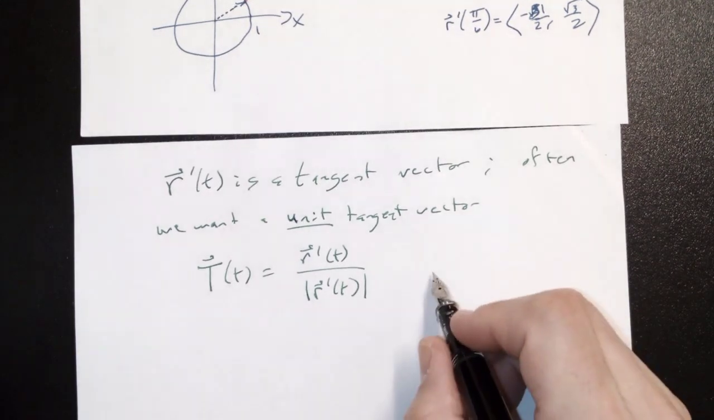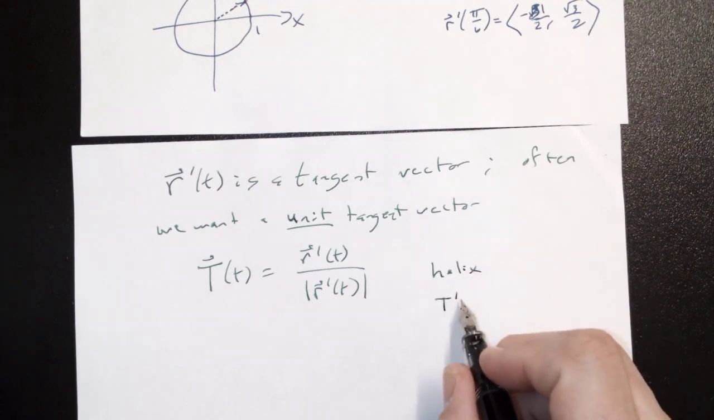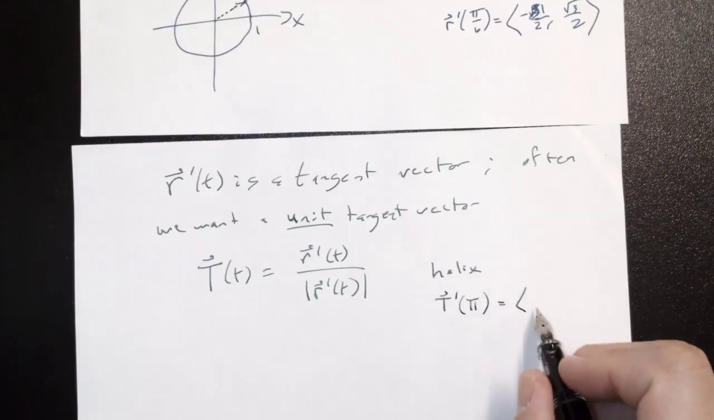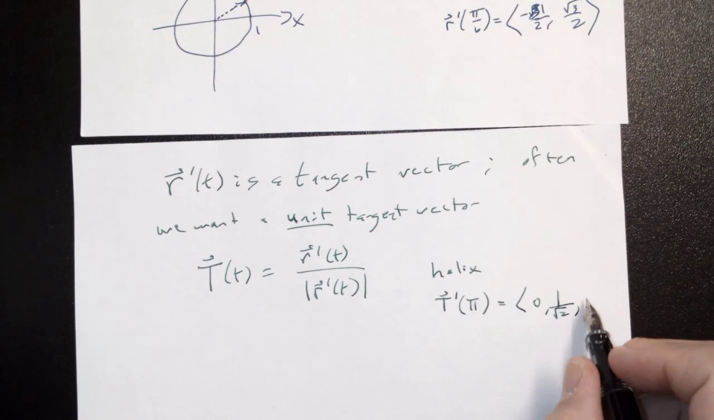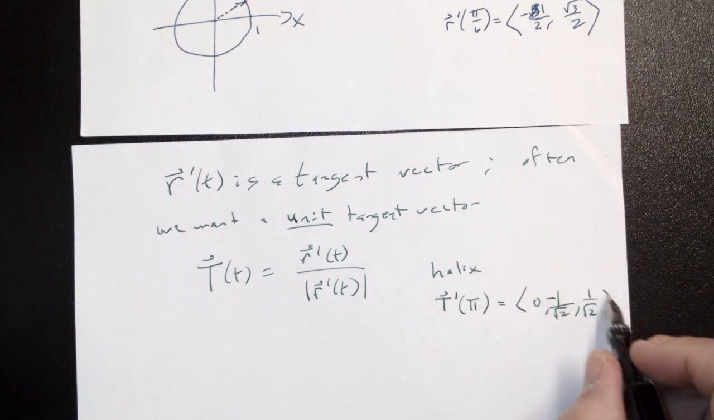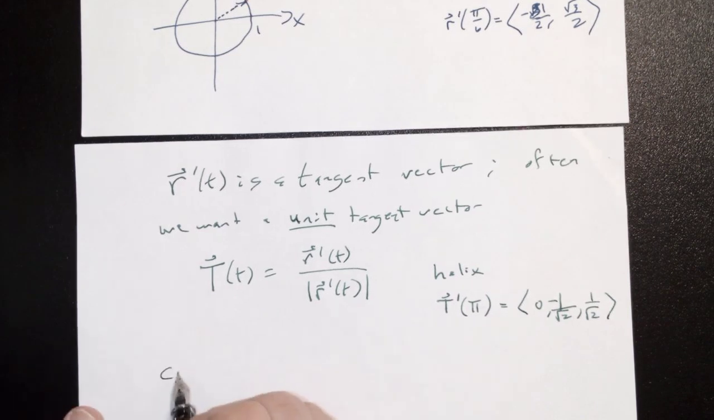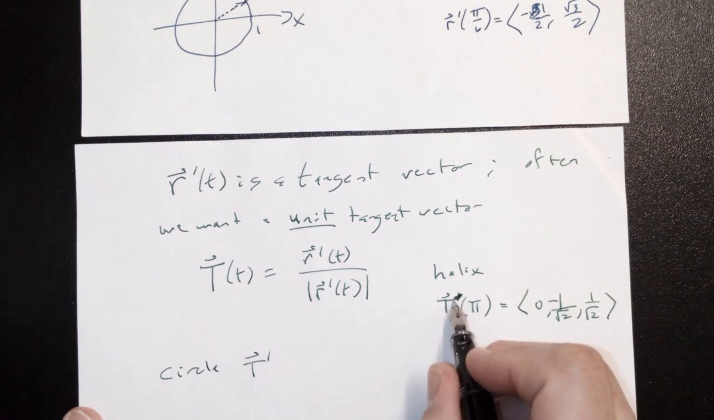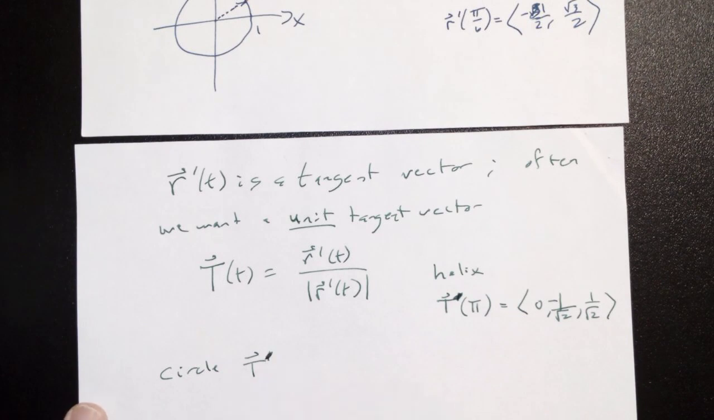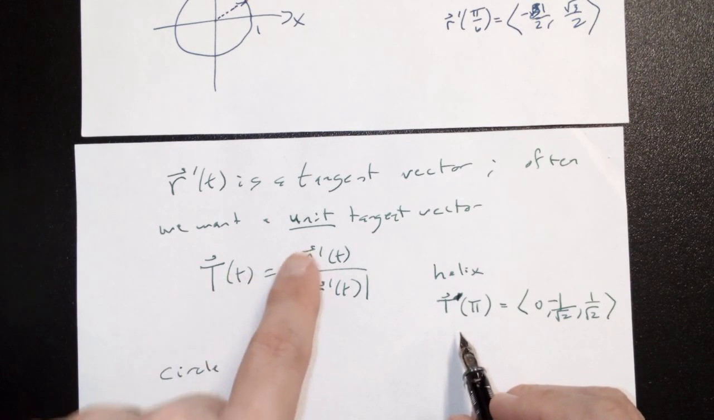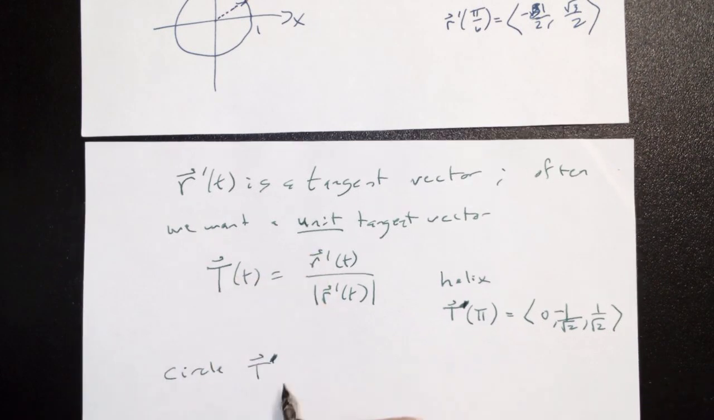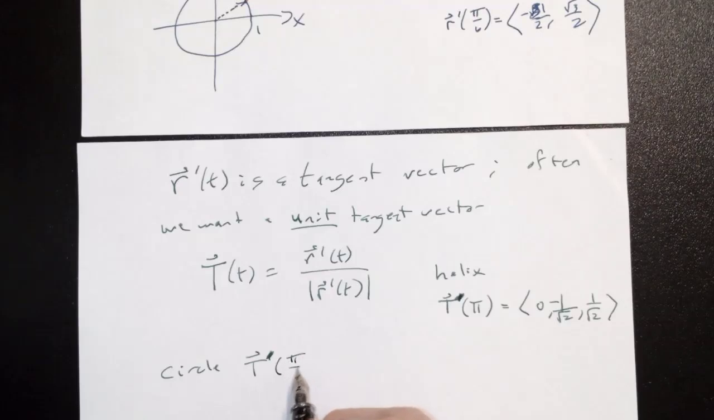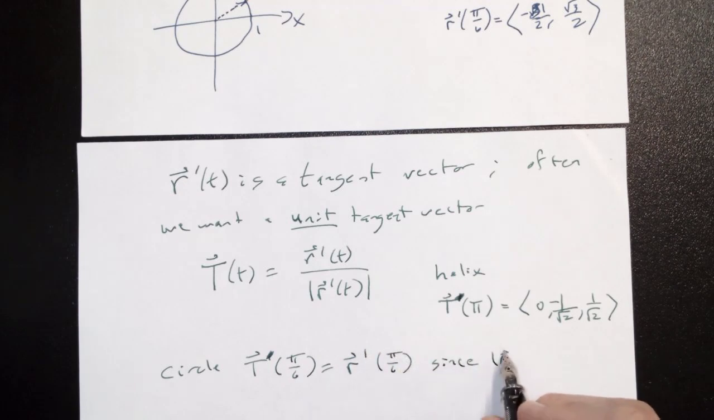So in the helix, we were at the point where t equals pi. So I would divide by the square root of 2. The second one was the -1. There we go. And on the circle, sorry, T of t, not T prime. Get rid of that. There's a prime on the r, but not on the T. T of pi over 6 equals r prime of pi over 6, since the length of r prime of pi over 6 was already 1.